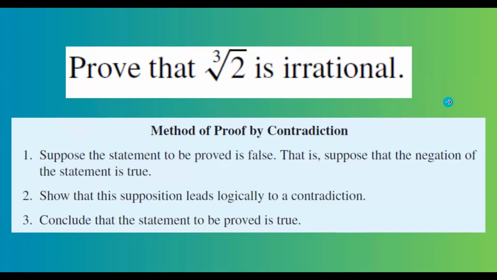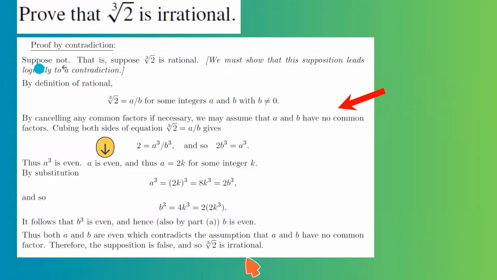So let's apply this method here. Proof by contradiction: suppose not, and this number is a rational number. Since it's a rational number, by definition of a rational number, it is equal to a fraction a over b for some integers a and b, b is not 0. This is super important. The red arrow is referring to a super important assumption. We assume this fraction is in reduced form and there is no common factor between a and b other than 1.